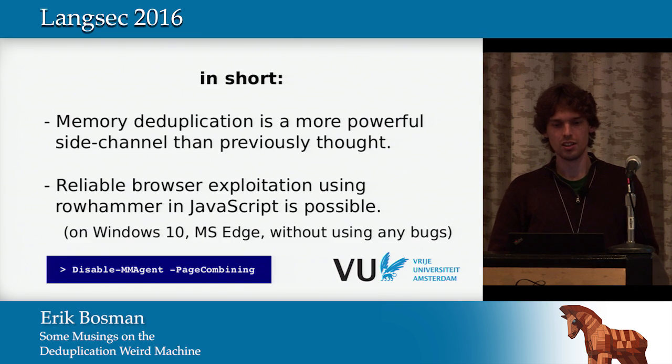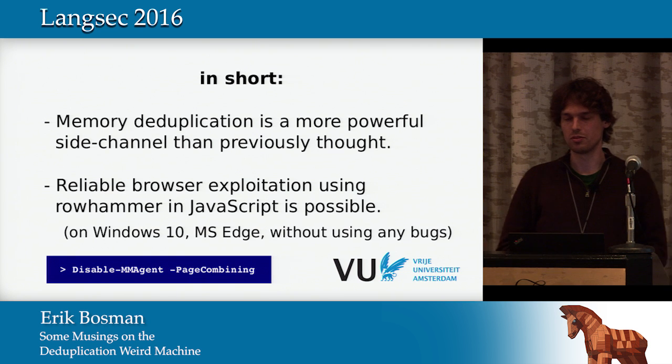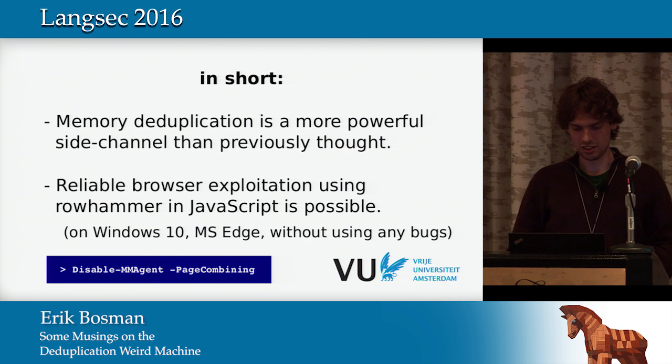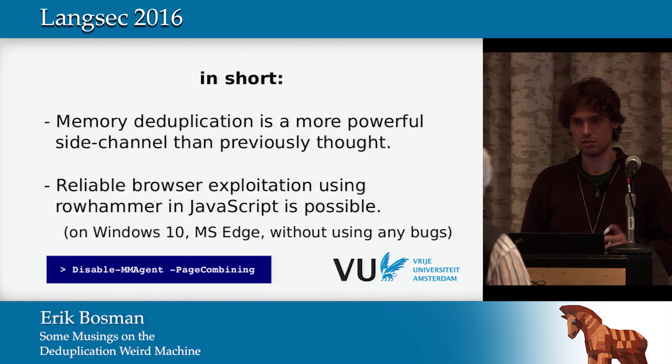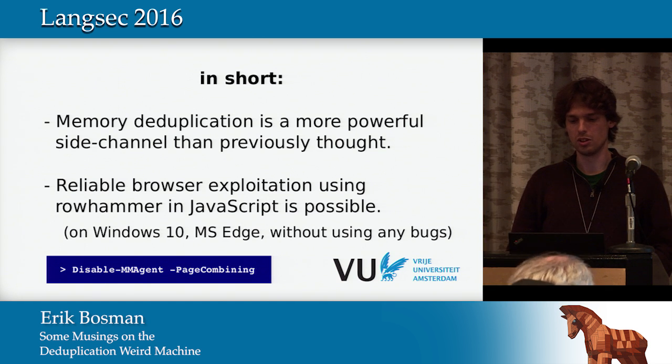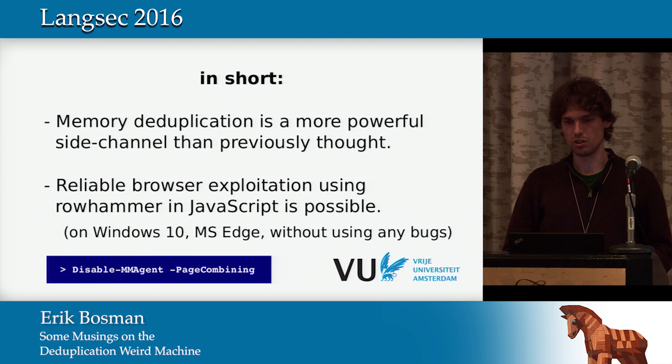So the main thing to bring back is, I guess, that memory deduplication is a bit more powerful than a 1-bit side channel, and yeah, browser exploitation using Rowhammer is possible.